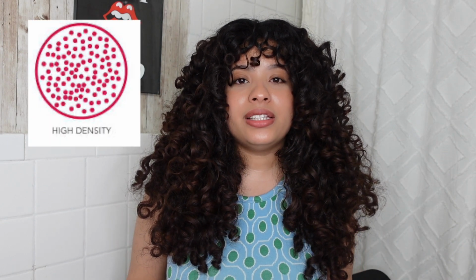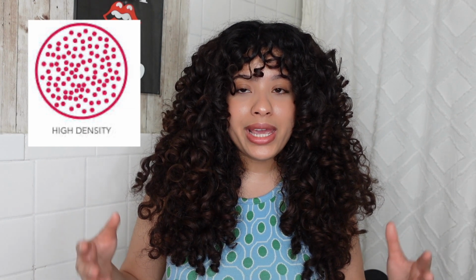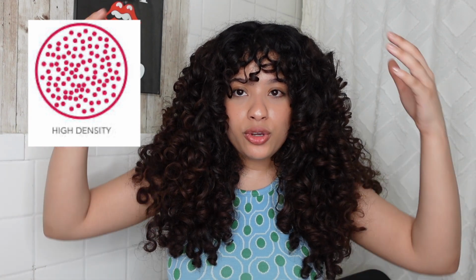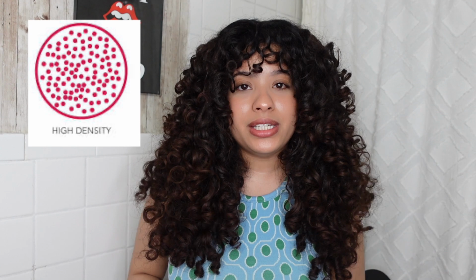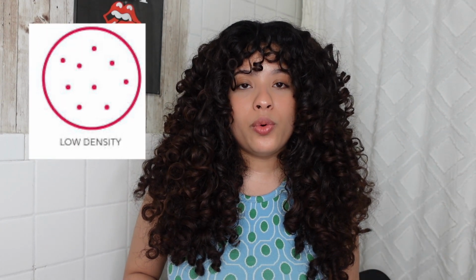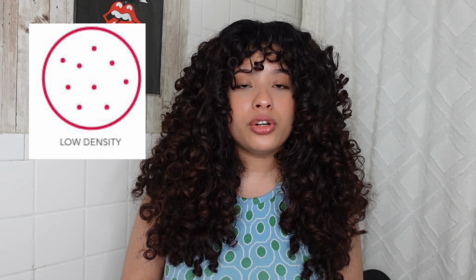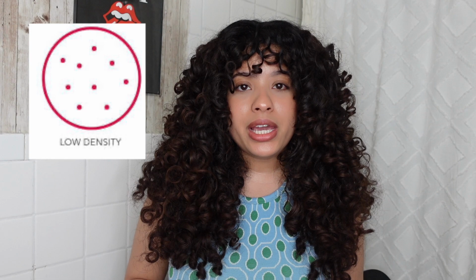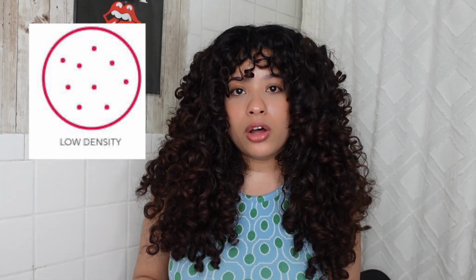Let's start with the first one, high density, which is the one I can relate to. With high density hair, a good way to tell is when you can barely see your scalp, and you probably need to part your hair down the middle really well to see your scalp. Now there is low density, when you don't have as many individual hair strands per square inch on your scalp. With low density hair, it can be really easy to see your scalp even if your hair is all down.